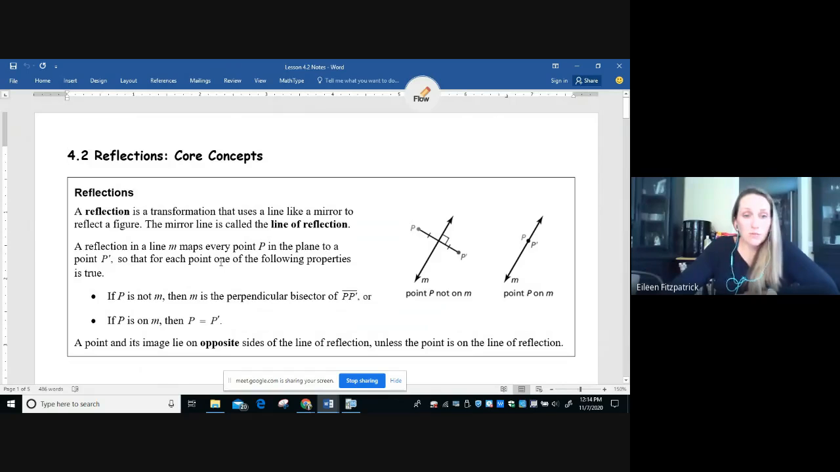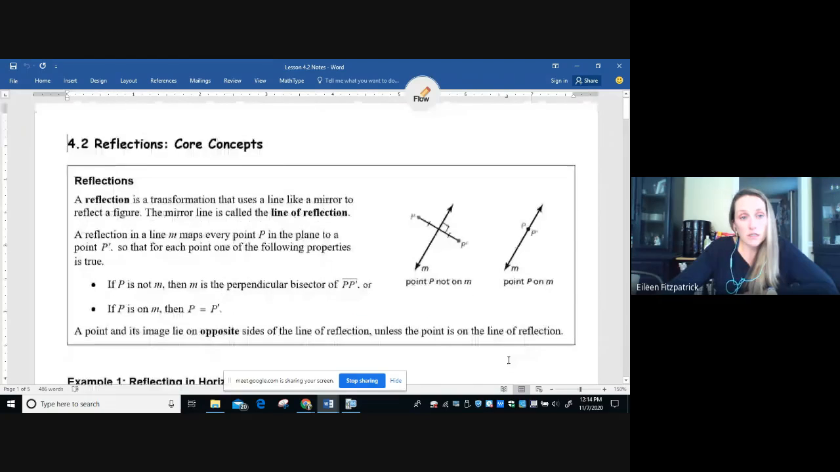A reflection in a line M maps every point P in the plane to a point P prime, so that for each point, one of the following properties is true. If P is not on M, then M is the perpendicular bisector of P to P prime. Or if P is on M, then P is equal to P prime. All this last part means is if you have a point that is on the line of reflection, when you go to reflect it, it's still the same point. So P and P prime are the same point when it's on the line of reflection. A point and its image lie on opposite sides of the line of reflection unless the point is on the line of reflection.